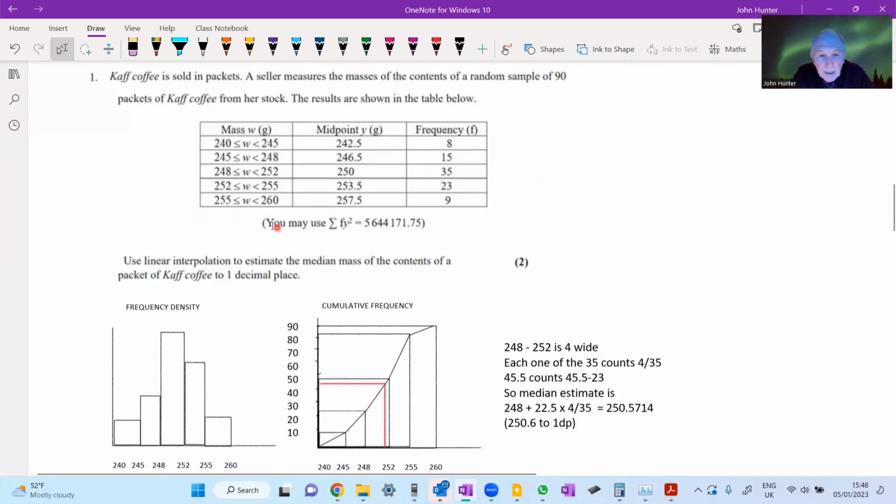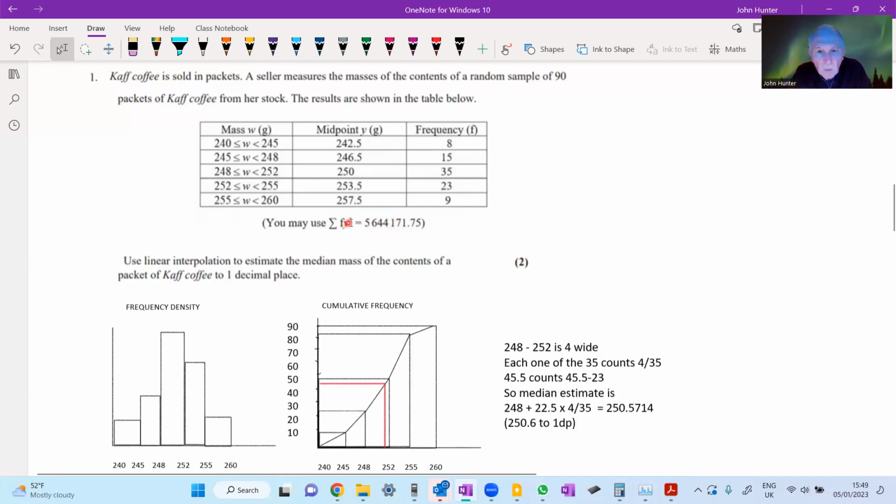Incidentally, I've left this in here. This is not relevant to what we're using this question for at the moment. We're actually going to come back at some stage to this question, and they're giving us this thing here: sigma f y squared equals this huge number. Now this comes in when we're trying to measure spread. We've not got there yet in this video, but what would this mean?